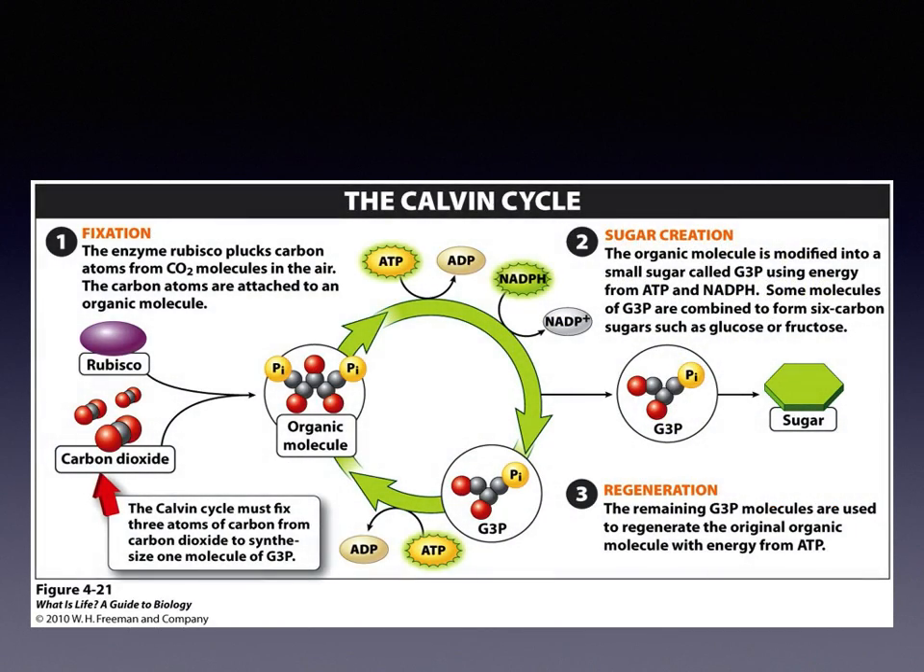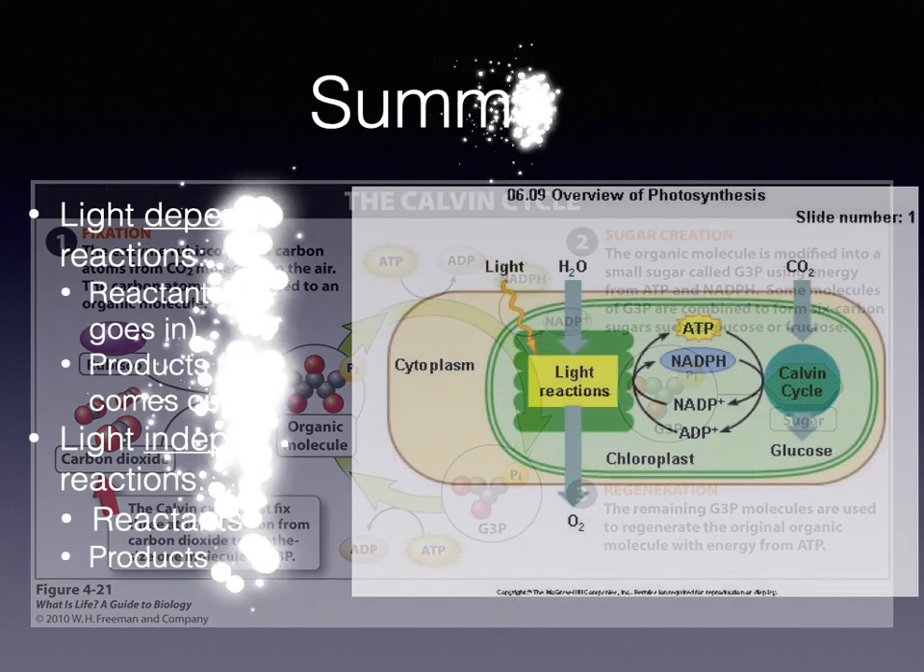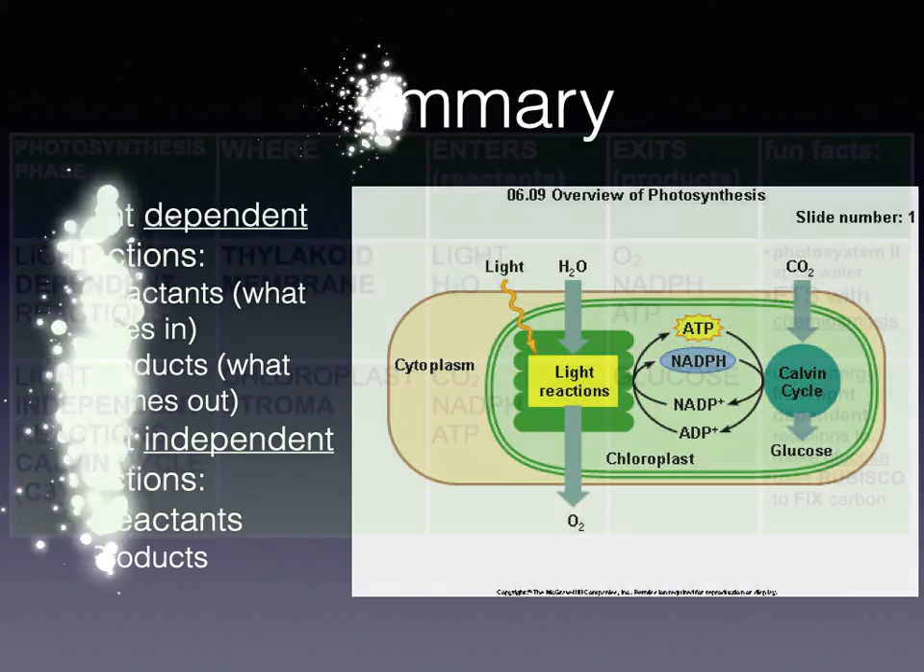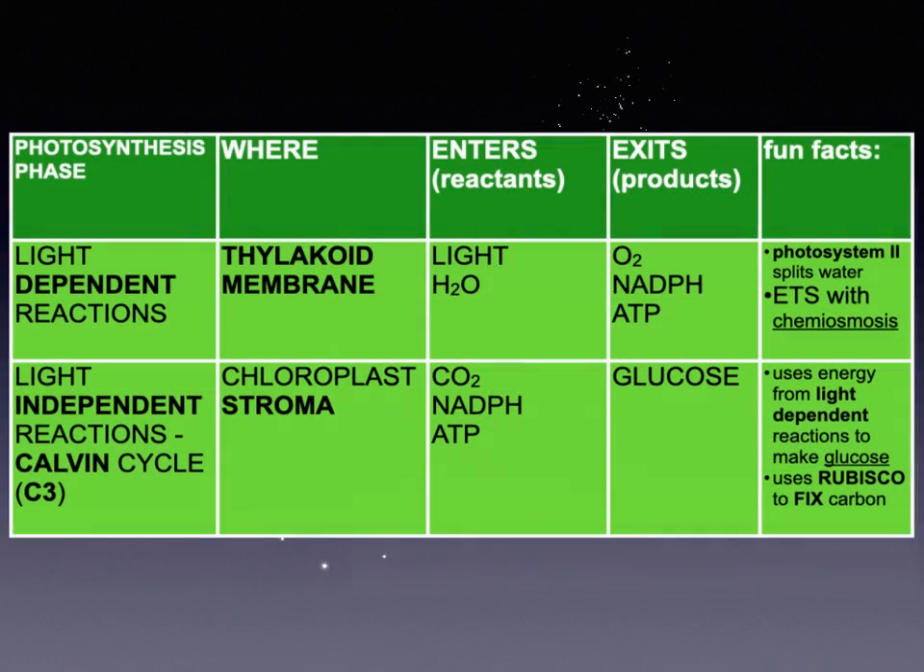So here's a summary of your Calvin cycle. In the summary, and this is optional, you don't have to write this down, I do expect you to know what goes in, what comes out, and where it occurs. And what better way to do that than with a table? Here's your table that you've written down a few times, and you can read that and memorize it, and that should help you.